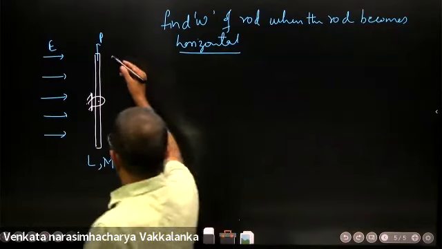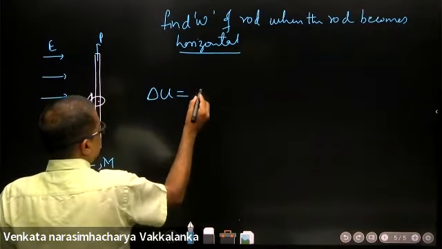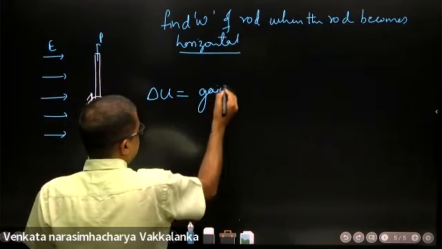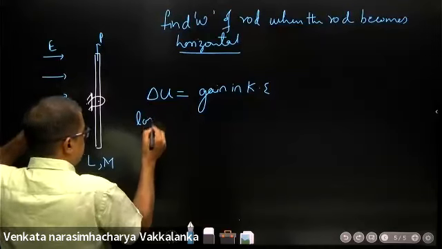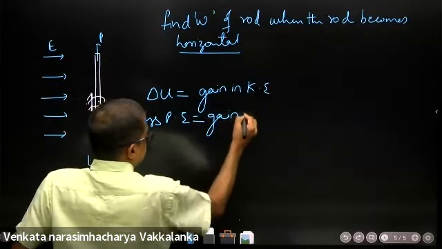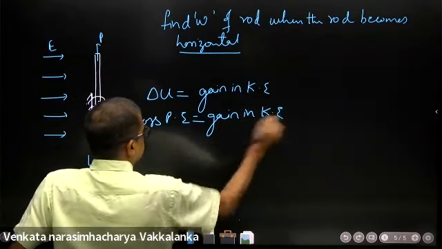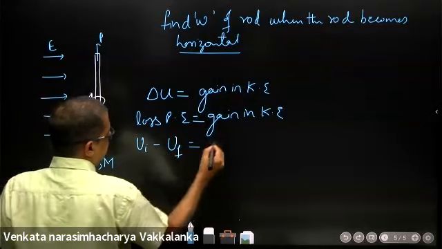All you will do is change in potential energy. Delta U is equal to gain in kinetic energy. Now delta U will be loss in potential energy by default because you are gaining kinetic energy. How do you know loss? U initial minus U final.